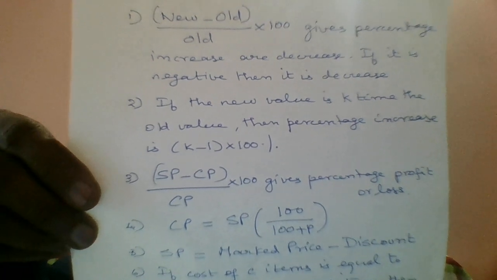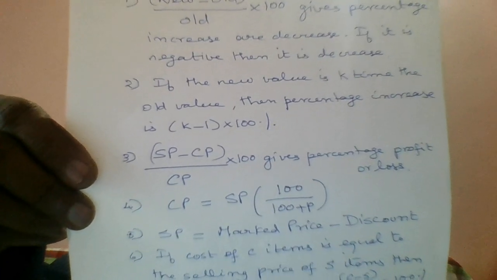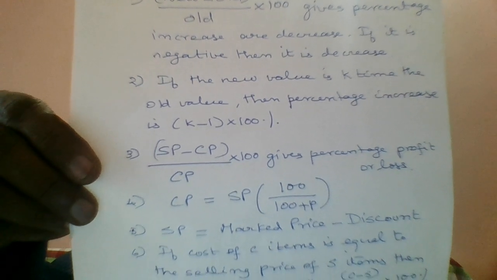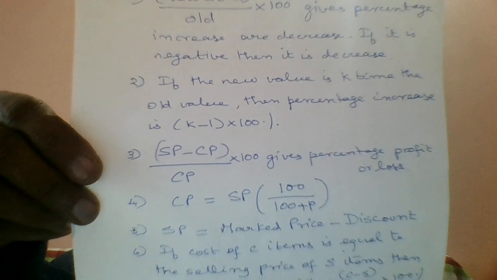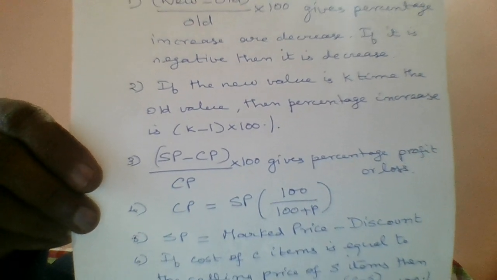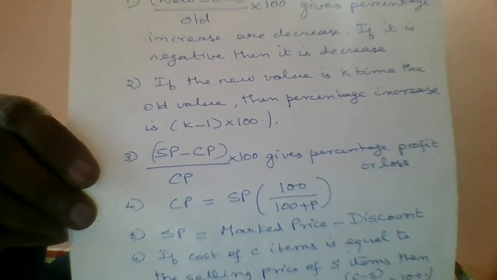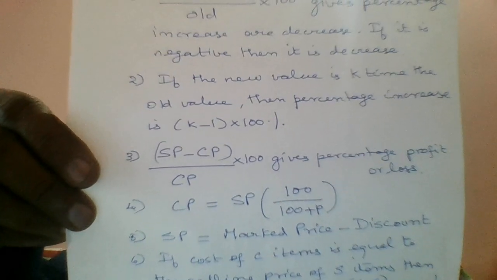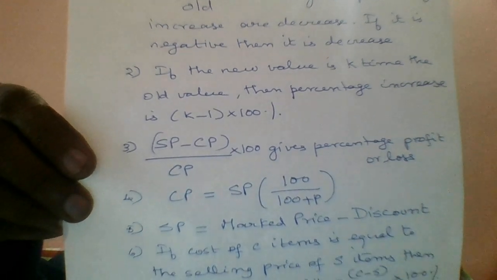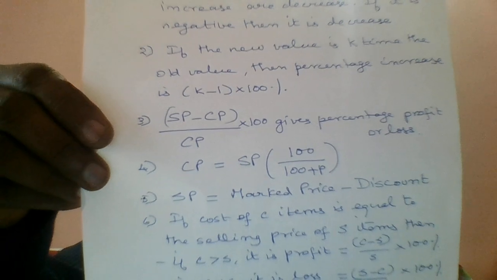So if they give SP and they ask for CP, then CP is equal to SP into 100 divided by (100 plus the profit percent). I repeat, if they give SP and they ask for CP, then CP is equal to SP into 100 divided by (100 plus the profit percent). Selling price is equal to marked price minus discount. This marked price is also known as listed price or tag price, etc.